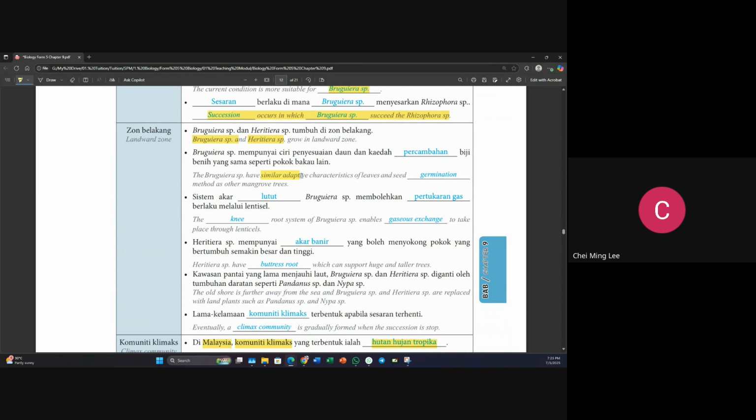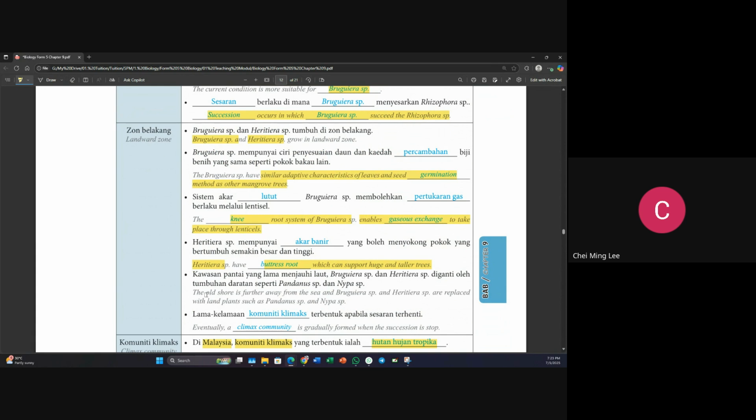Okay, they have similar adaptive characteristics of leaves and seed germination as the other mangrove trees, but Bruguiera has a knee root system, which enables gaseous exchange to take place through the lenticels. And Heritiera has buttress roots, which can support huge and taller trees.